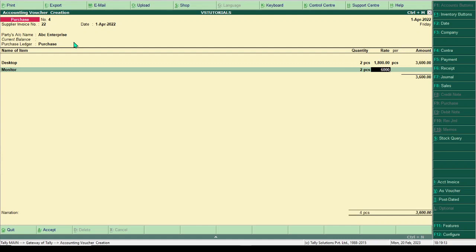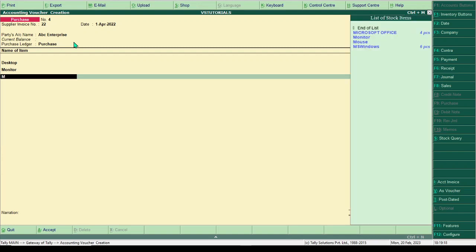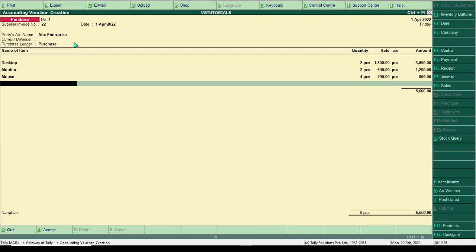600 rupees, and we buy mouse, 4 pieces, 200 rupees per piece, and we buy a keyboard, 4 pieces, 160.